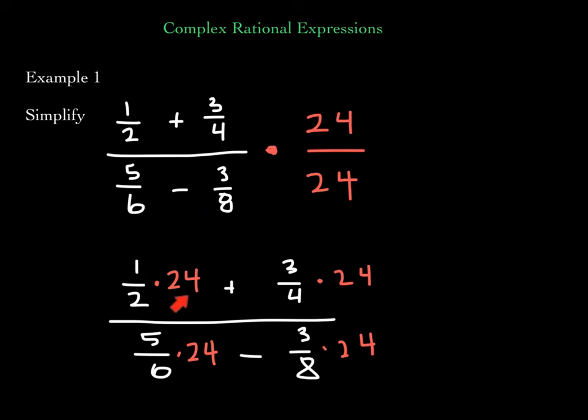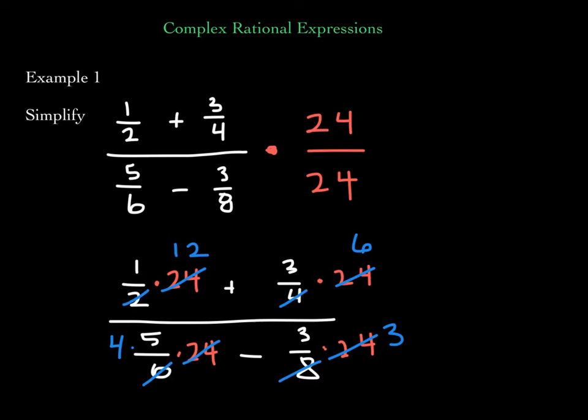So I wrote it like this, everybody. I put a 24 next to each of my terms. And now you're going to see me divide out the GCF, that is, cross cancel. 2 goes into 24 12 times. 4 goes into 24 6 times. 6 goes into 24 4 times. And 8 goes into 24 3 times.